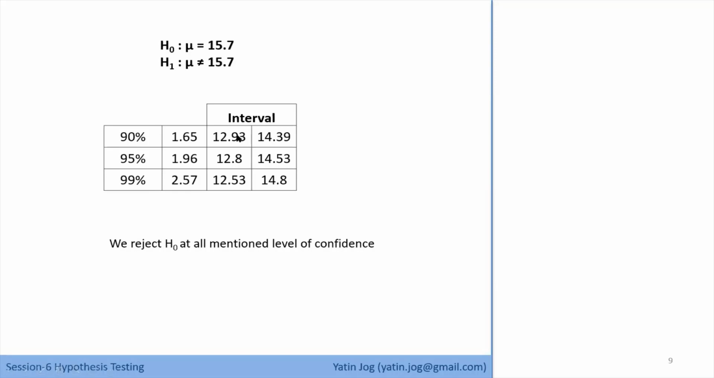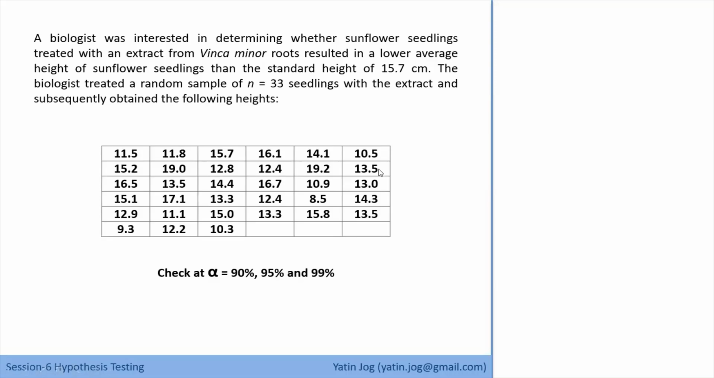So I can say 15.7 is not part of the 90% interval, it is not part of the 95% interval, and it is not part of the 99% interval. So I can say my basic assumption is wrong. My H0 is not correct, and we reject H0 at all mentioned levels of confidence. So what was the basic assumption? That the standard height is 15.7. That assumption is wrong. We reject H0, so the standard height is not 15.7. It is something else. That is my conclusion.